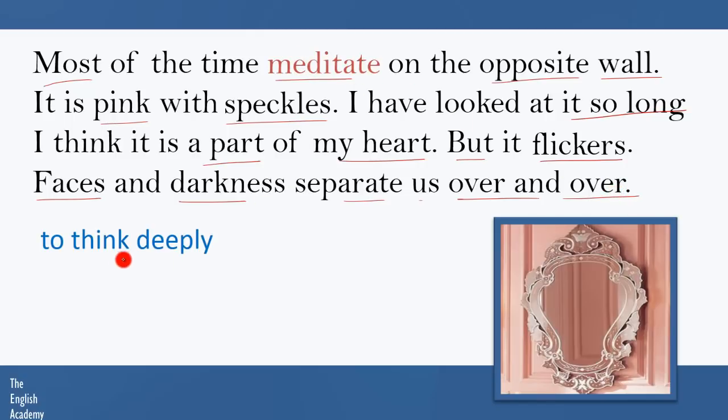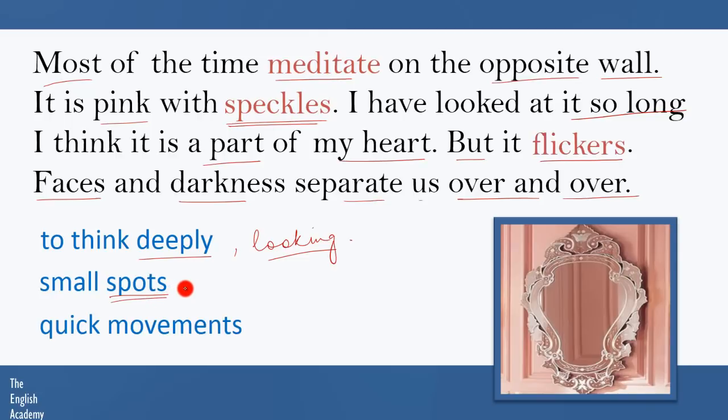Meditate here means to think deeply. But here the mirror wants to say that he keeps on looking at the wall which is opposite the mirror. The next word is speckles. Speckles means small spots, tiny marks. Flickers means quick movements, changes, rapid changes.